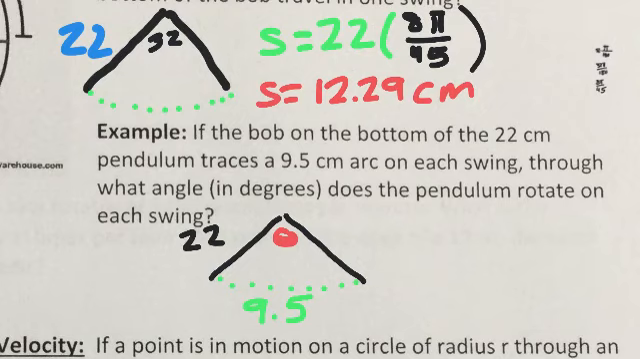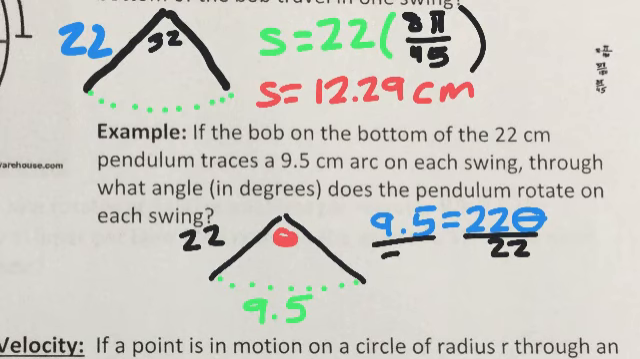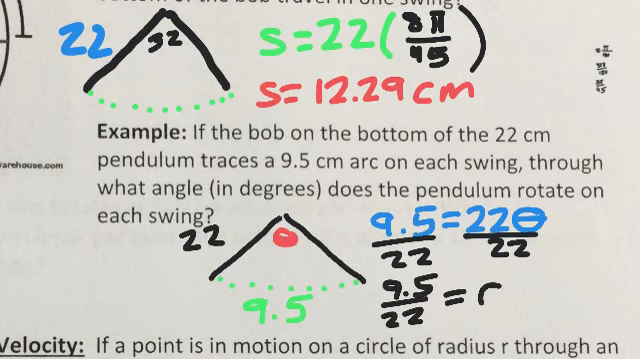So this time we're missing theta. So again, plugging into the formula, S, which this time is known, is 9.5, equals the radius, which is 22, times theta, which we don't know. So now I solve, so I can divide both sides by 22. That gives me 9.5 over 22 equals theta.